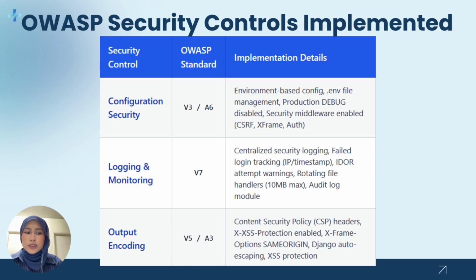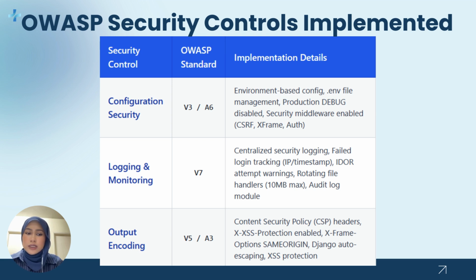Next is configuration security under V3 and A6. It involves environment-based config managed via a file, production debug disabled, and security middleware enabled for CSRF, X-Frame, and authentication protections. This ensures our app runs securely in production without leaking dev mode info.